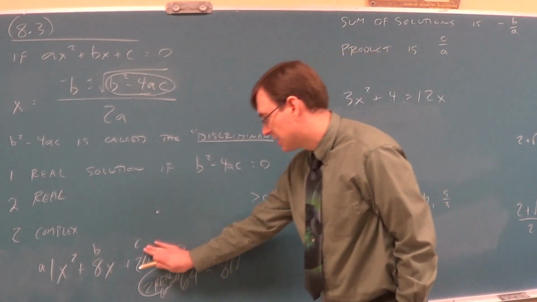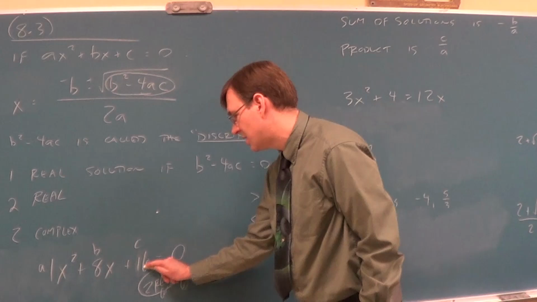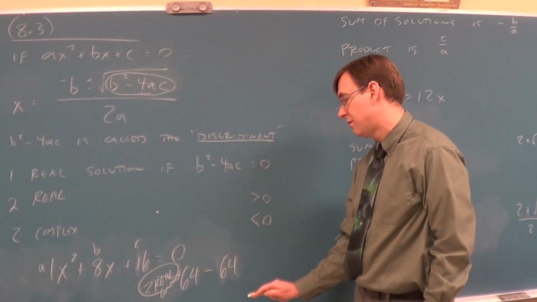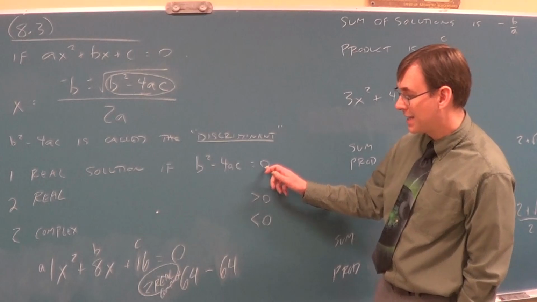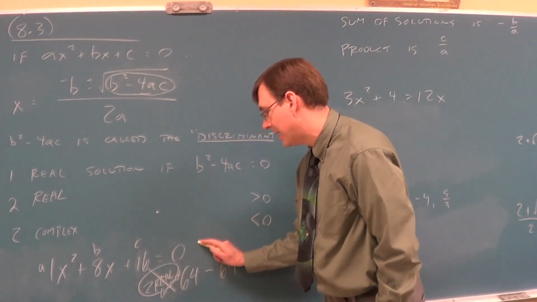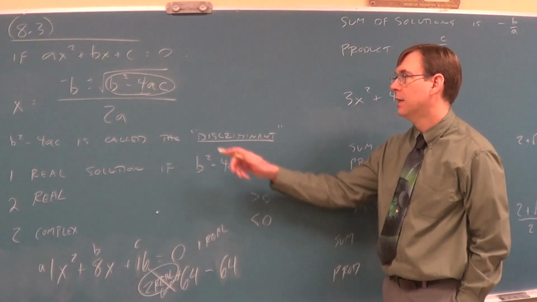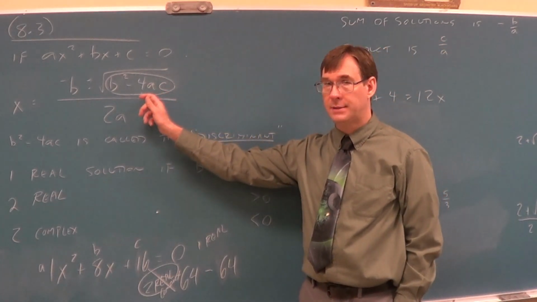If I changed this to like a 16, I'd be going 64 minus 64, which is exactly 0. If I did that, now there's one real answer. Okay, so to summarize again, just do b squared minus 4ac.